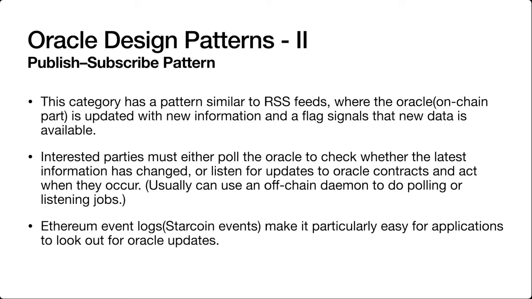The second oracle design pattern is the pub/sub pattern. This category has a pattern similar to RSS feeds, where the oracle is updated with new information and a flag signals that new data is available. Interested parties must either poll the oracle to check whether the latest information has changed, or listen for updates to oracle contracts and act when they occur. Usually we can use an off-chain daemon to do the polling or listening job. Ethereum event logs or Starcoin events make it particularly easy for applications to look out for oracle updates.